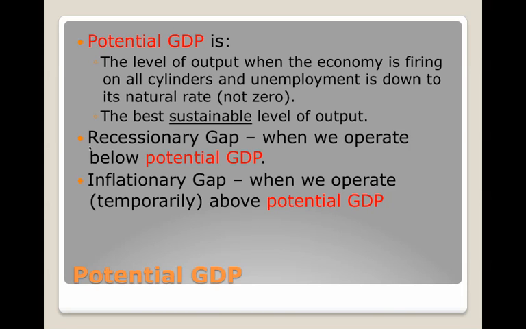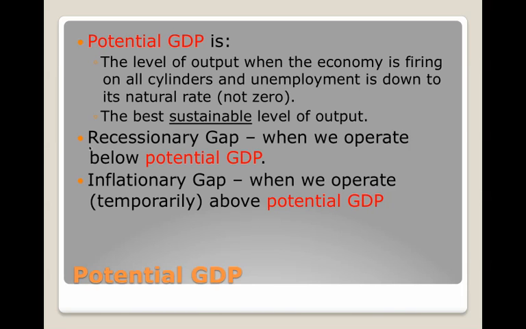It's also important to understand that potential GDP means a sustainable rate of output, something that the economy can continue doing for quite a while without stressing our scarce resources. Now, potential GDP is obviously a nice place to be, but there are times when the economy falls short of potential GDP. In that case, we call that a recessionary gap.